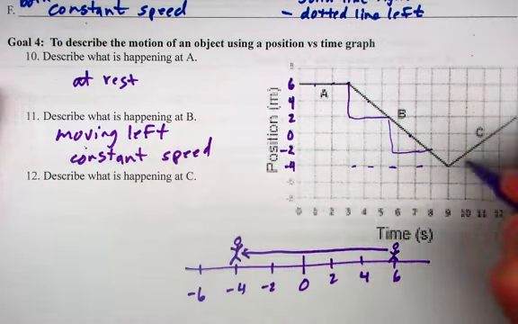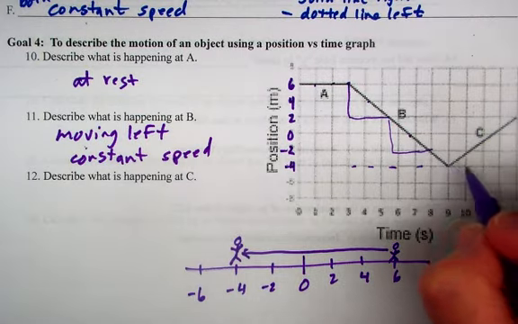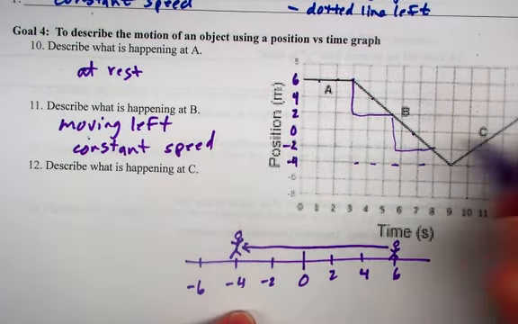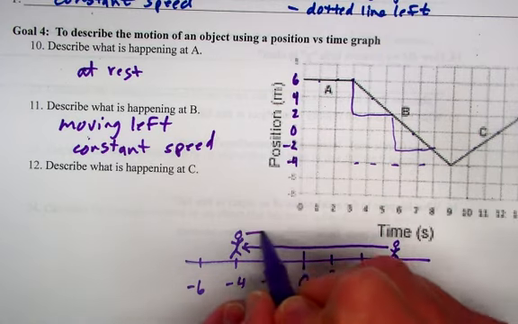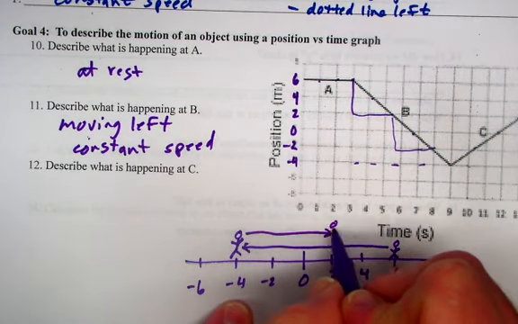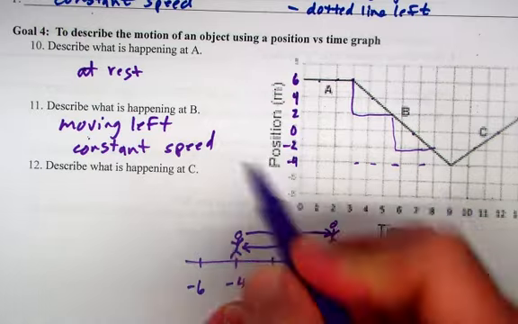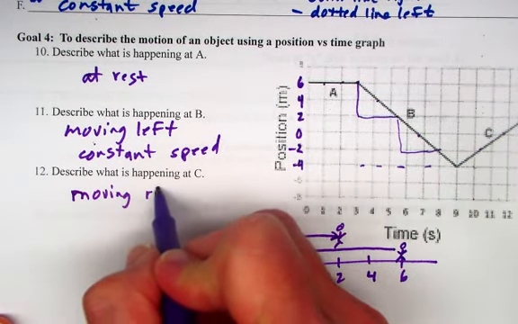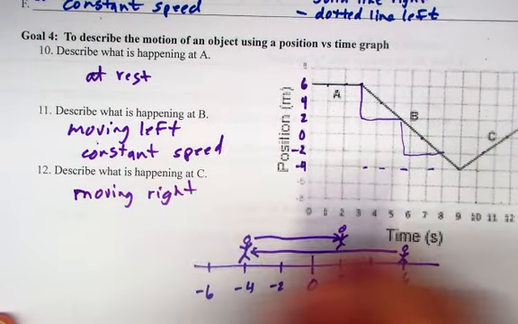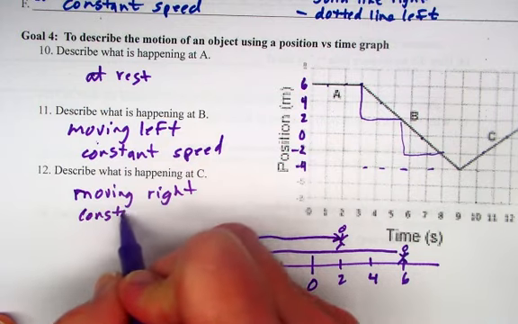At C, we got the same thing, but moving right. So the person left -4, they moved up to -2, they crossed over the 0, and they ended up at the +2. So the person walked this way and ended up here. So we will say they're moving right, and we can say they did this at a constant speed also because the line is straight.